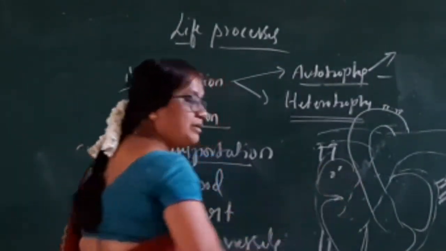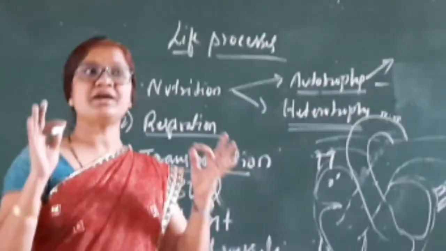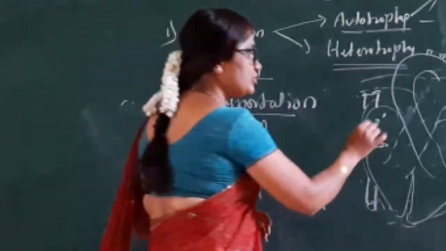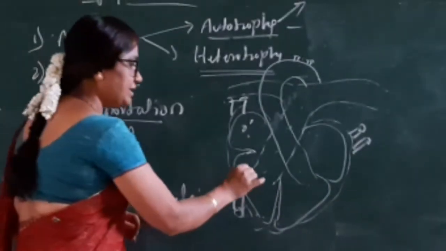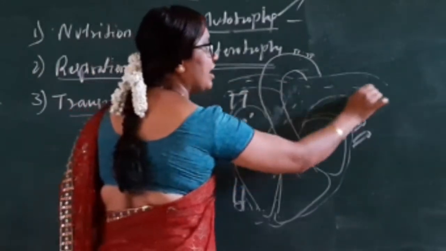Now, deoxygenated blood, the impure blood, in the sense of carbon dioxide rich blood, comes to the right auricle and then the right ventricle and then moves to the pulmonary artery.